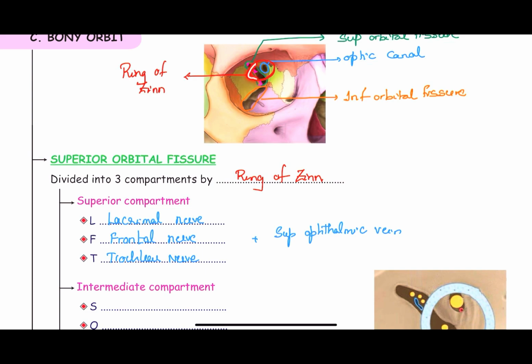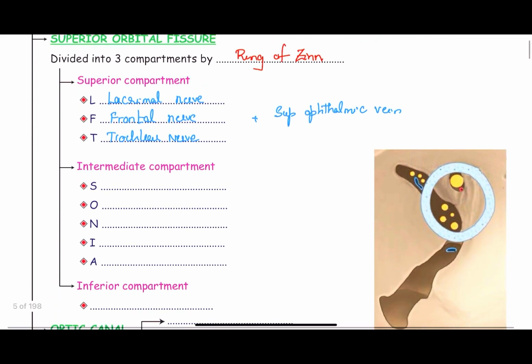Now within the ring of Zinn is the intermediate compartment of the superior orbital fissure. What passes through it? We have another mnemonic called SONIA. S stands for the superior division and I stands for the inferior division, of which nerve? O is for the oculomotor nerve. So the superior division of the oculomotor nerve and the inferior division of the oculomotor nerve will be present. And N is for the nerve that supplies the nasal part, and it also holds the ciliary ganglion. So the nerve is called the nasociliary nerve.